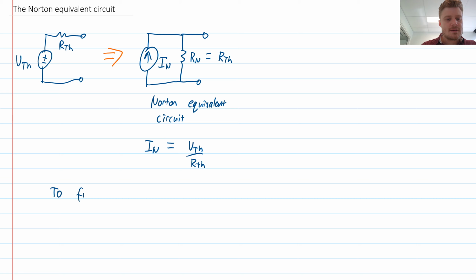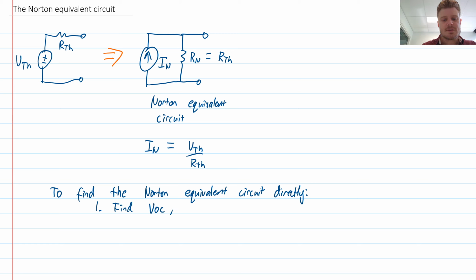So to find the Norton equivalent circuit directly, here is what we would do. Same type of analysis as before, where we would need to find the open circuit voltage and the short circuit current, so VOC and ISC, open circuit voltage and short circuit current. We can then read off the Norton equivalent current as just being the short circuit current.